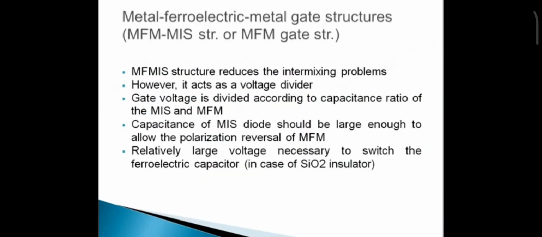There are some advantages of this structure. First one is MFMIS structure reduces the intermixing problem between the ferroelectric and the silicon material. Second one, it acts as a voltage divider. Third one, gate voltage is divided according to the capacitance ratio of MIS and MFM capacitor structure. Capacitance of MIS diode should be large enough to allow the polarization reverse of MFM, that is metal ferroelectric metal capacitor. Relatively large voltage is necessary to switch the ferroelectric capacitor in case of SiO2 insulator.